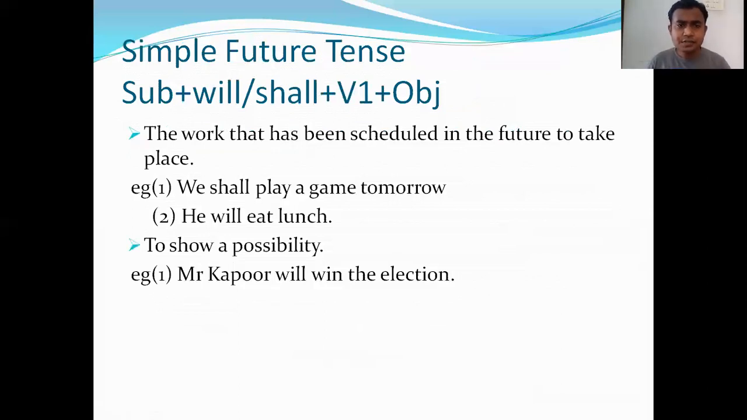Then we have simple future tense. Now future tense, we know it talks about the future. So simple future tense means the work that has been scheduled in the future to take place, the work which is going to happen in the future. Like for example, we shall play a game tomorrow. Second, we will eat lunch. Then future tense is also used to show a possibility. Like Mr. Kapoor will win the election. There is a possibility he may win.